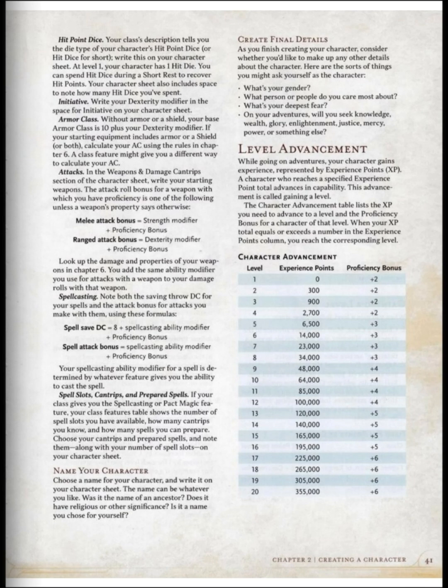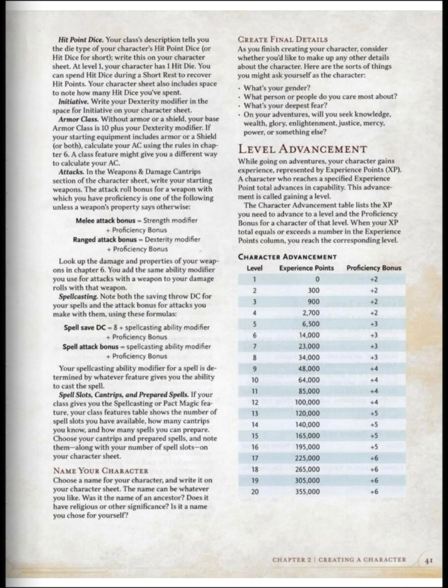In the Weapons and Damage Cantrips section of the character sheet, write your starting weapons. The attack bonus for a weapon with which you have proficiency is one of the following, unless the weapon's property says otherwise. Melee attack bonus equals Strength modifier plus proficiency bonus. Ranged attack bonus equals Dexterity modifier plus your proficiency bonus. Look up the damage and properties of your weapon in Chapter 6. Add the same ability modifier you used for attacks with the weapon to your damage rolls with that weapon.